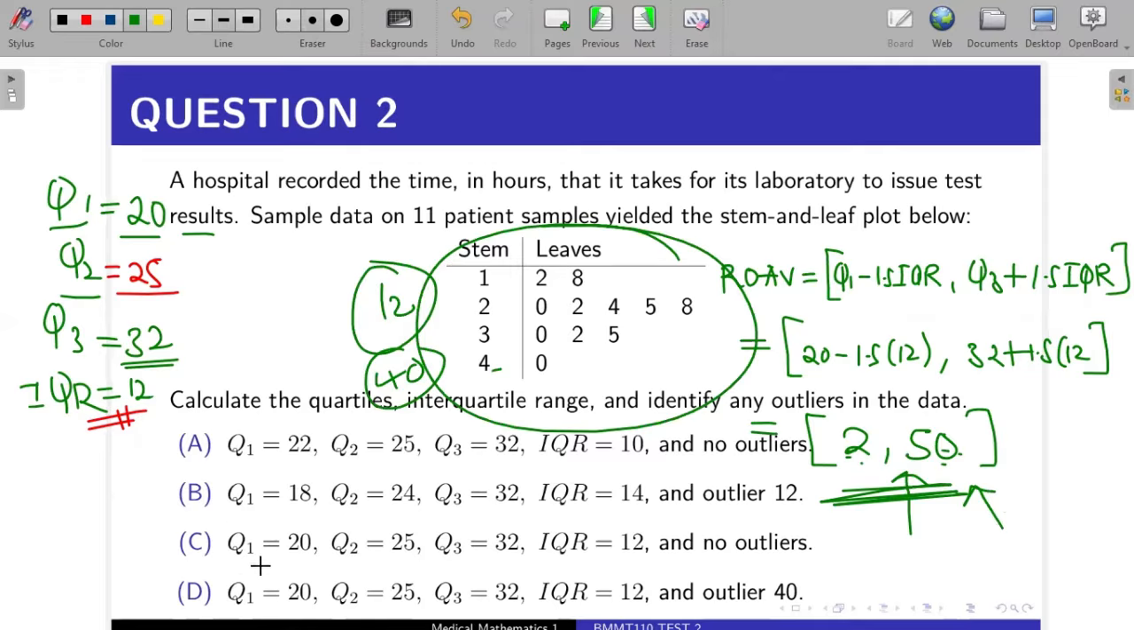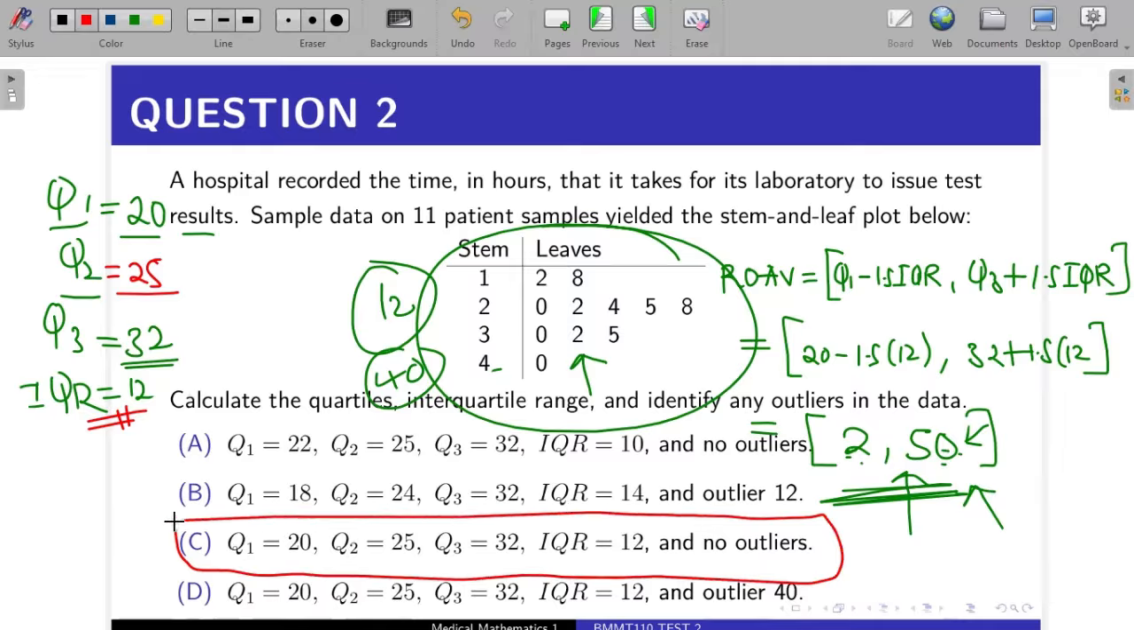Okay, so now we just pick the option that has whatever we've discussed here. The Q1 should be 20, so I have that here. The Q2 should be 25, I have that. The Q3 should be 32, I have that. The interquartile range should be 12, I have that. And then the only difference will be on the outliers. So since all these values here are in the accepted range, we're going to say no outliers. So we're going to pick this one as the best answer. Okay, so any questions there before we go to question 3?